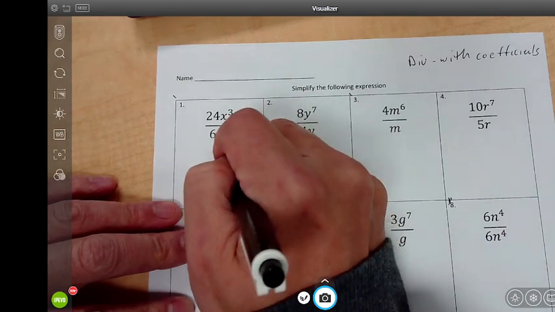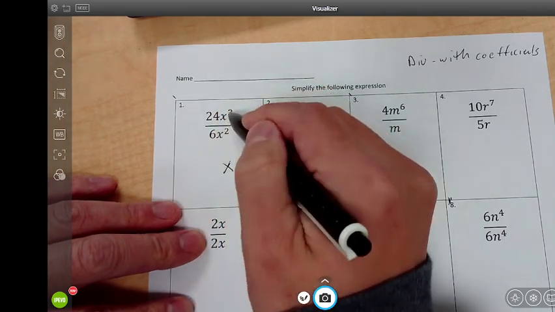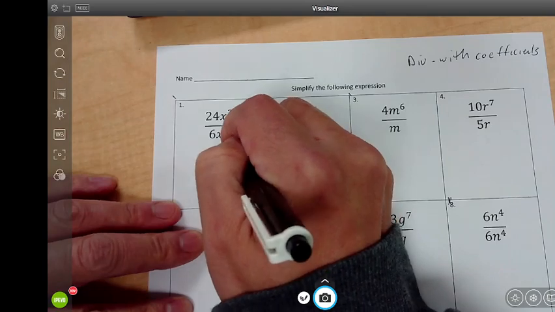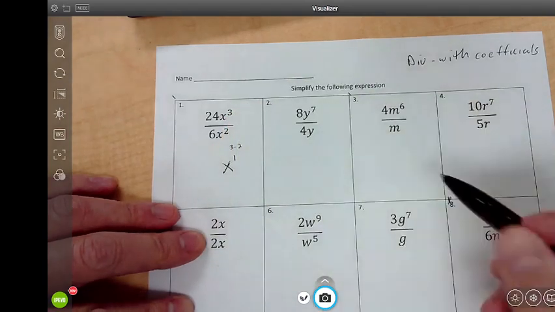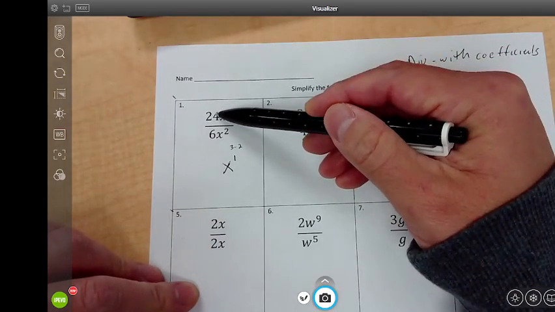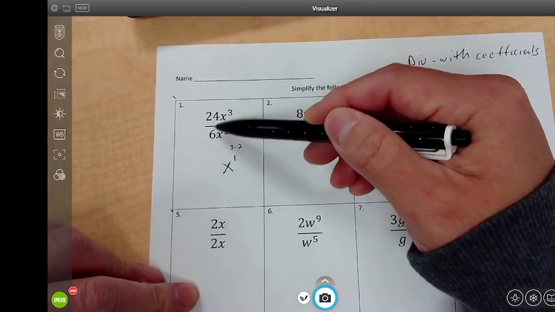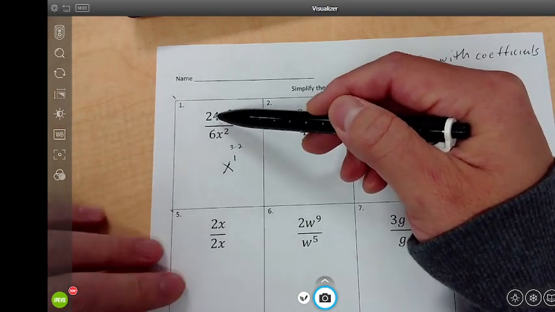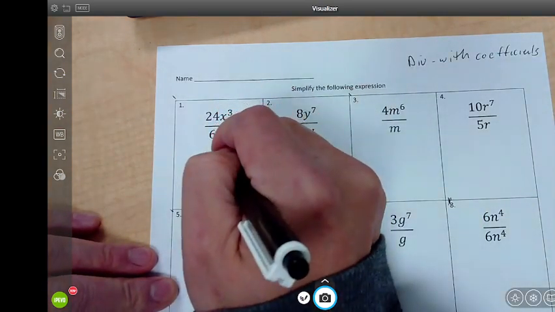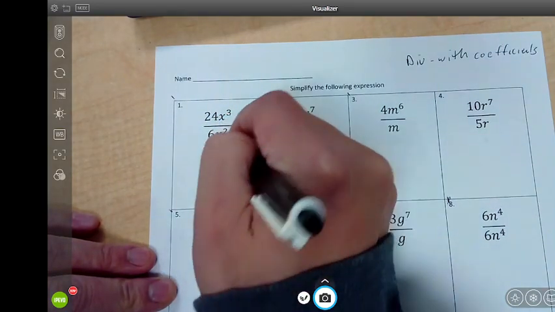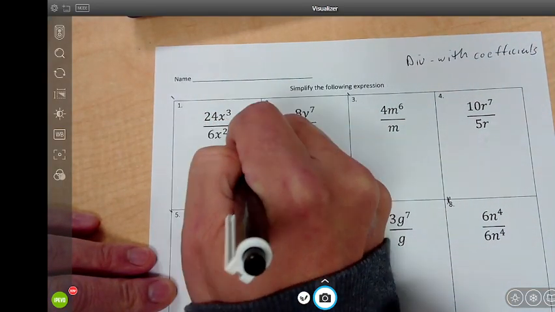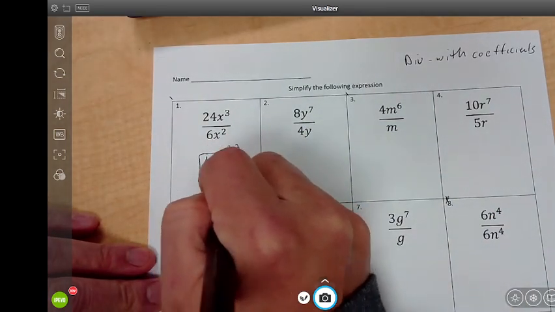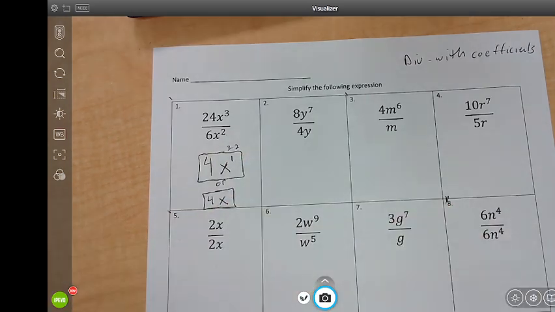So for the x, the base, okay, we're going to do 3 minus 2. 3 minus 2 is 1. Alright, so 3, we got that from 3 minus 2. All right, and then for the coefficients, we're going to divide the coefficients. It's a division problem, so we're going to divide those regular numbers. 24 divided by 6 is 4. So your simplified answer is 4x to the 1. You'll usually see that though just as 4x. Okay, 4x and 4x to the 1, same thing.